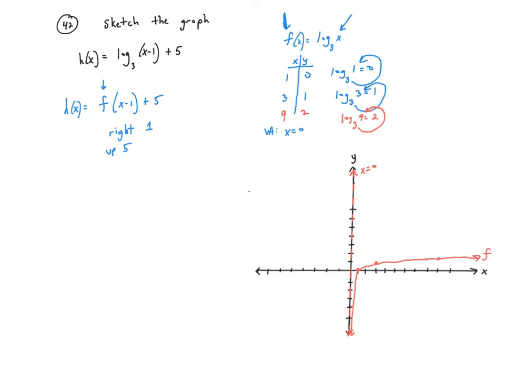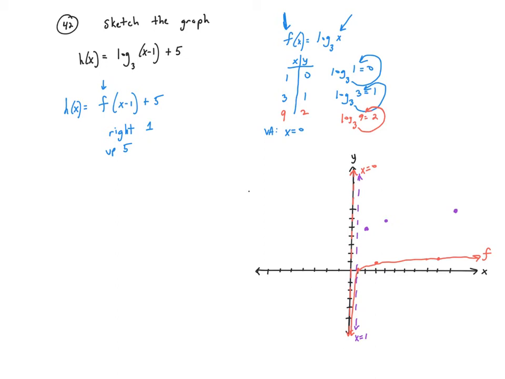Now to graph h of x, we're going to go right 1, up 5. So the point 1, 0 becomes the point 2, 5. 3, 1 becomes the point 4, 6. 9, 2 becomes the point 10, 7. The vertical asymptote also gets moved right 1. So the new vertical asymptote is x equals 1.